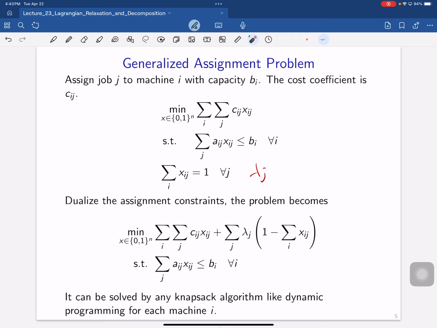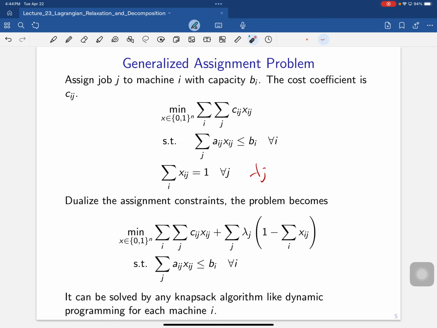Now with this trick, you can find that each of the machines is decomposable. After you dualize the assignment constraint, the problem is decomposed by I, since all those constraints are separable already. You can gather the x_ij variables related to I in the objective and solve a knapsack problem separately for each machine you have.